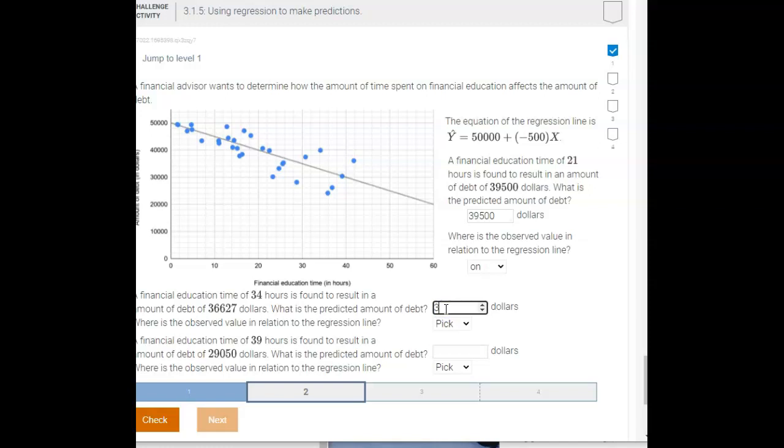What is the predicted amount of debt for someone with 34 hours? And where does the observation fall in relation to the regression line? So remember, the predictions are on the line. We're using the line to make predictions. That's what the regression line is for. So this observed value, that's more than that. That is above, higher up above the line our observed value is compared to the predicted value that is exactly on the line. And do something similar here for this next one. Plug it in and calculate when x is 39.